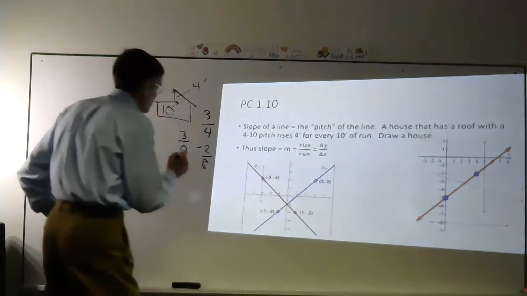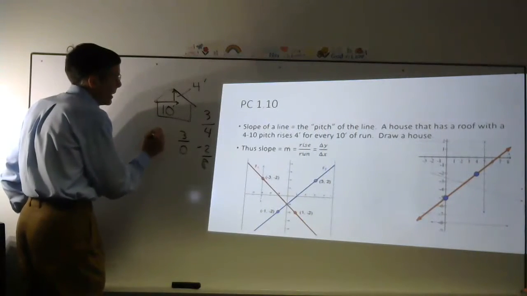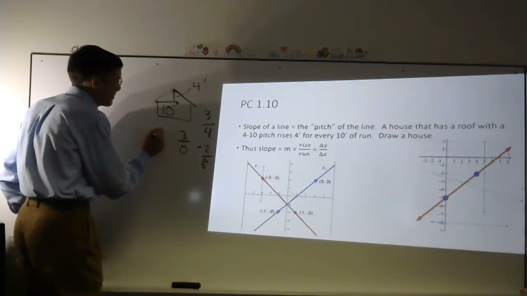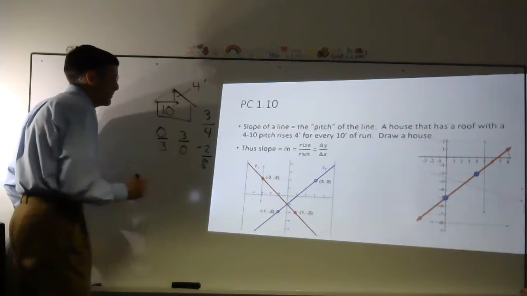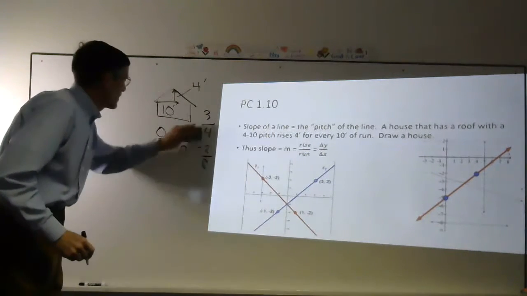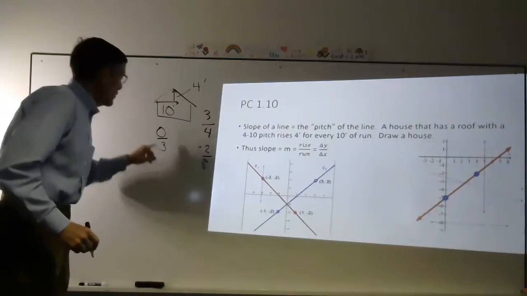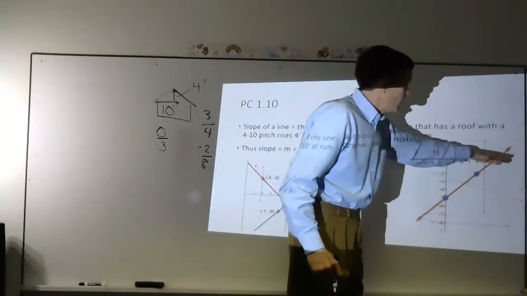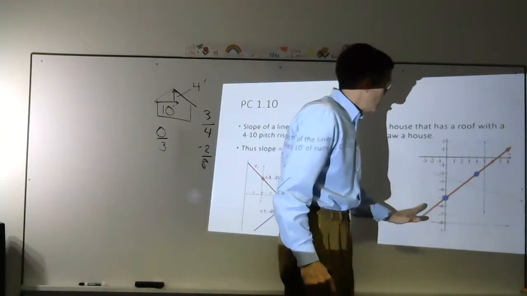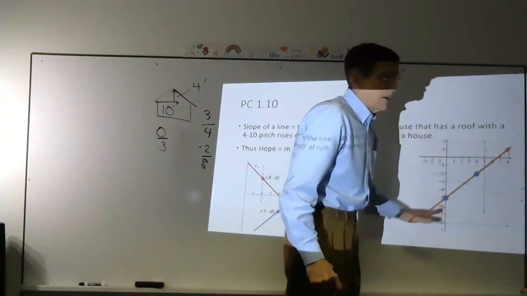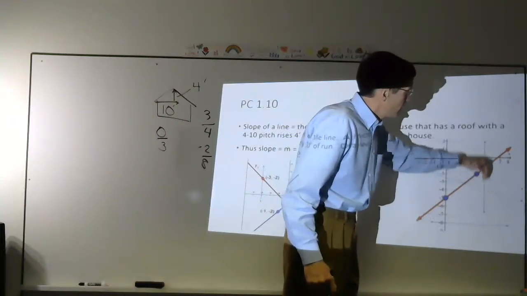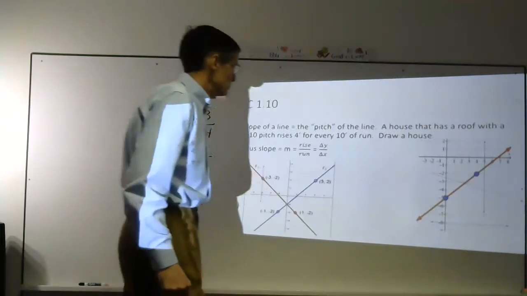So if you have no rise and a 3 run, in this particular case, no rise and a 3 run, that's a slope of 0. So horizontal lines have a slope of 0. Lines that go up have a positive slope. Lines that go down have a negative slope. And vertical lines have no slope whatsoever.